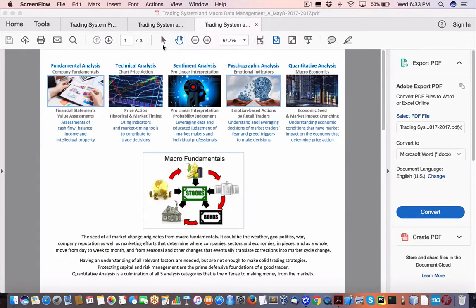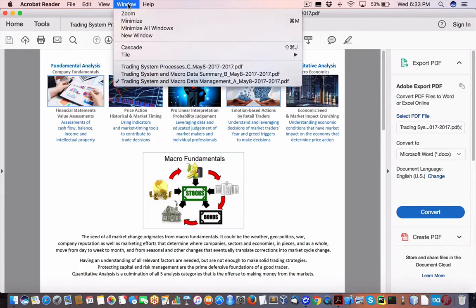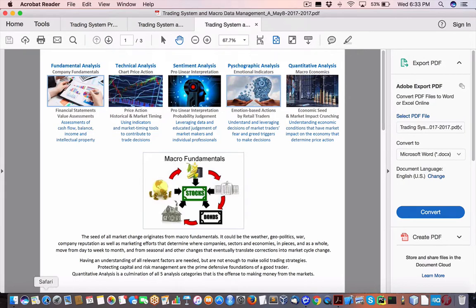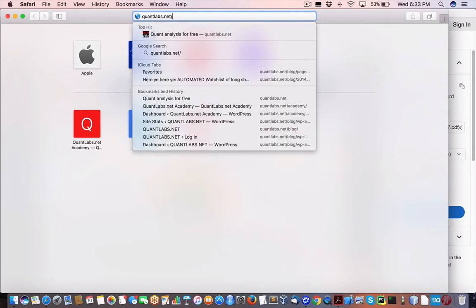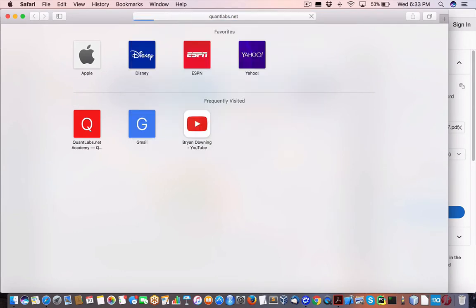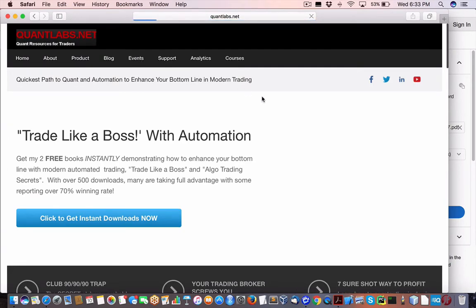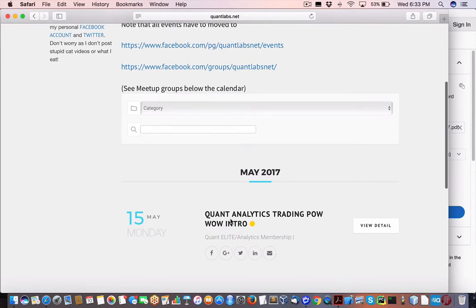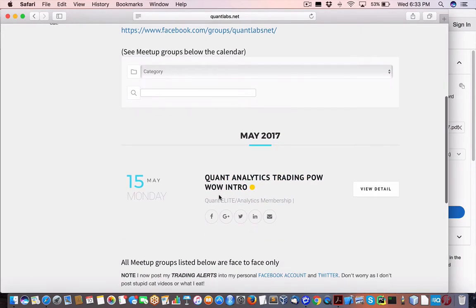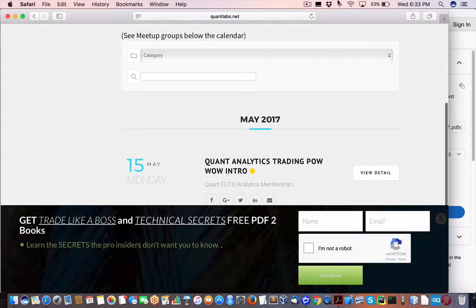Just wanted to introduce you to 3 PDFs that we will be talking about on Monday. Let me just show you what I'm referring to. If you come under my events here, it doesn't matter where, just come to quantlabs.net, come under events. So just so everybody who's new to all this, right now we are focusing on events starting up May 15th, Quant Analytics Trading Powwow Intro. Our first agenda, I guess you could call it, will be what I'm about to show you.